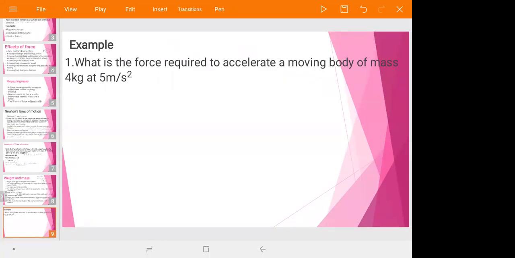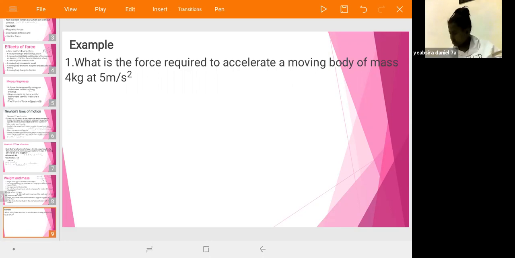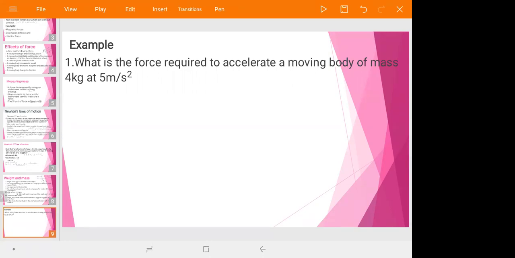Example number one: what's the force required to accelerate a moving body of mass 4 kilogram at 5 meter per second square? Try this question. This question is directly related with Newton's second law.